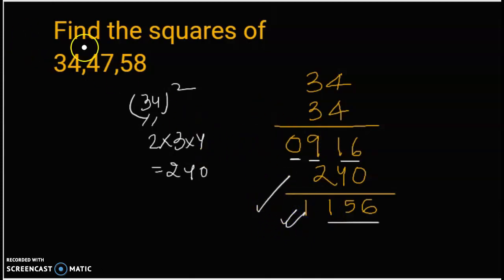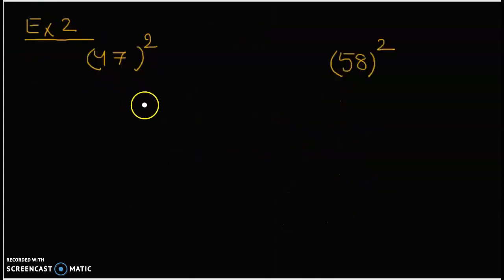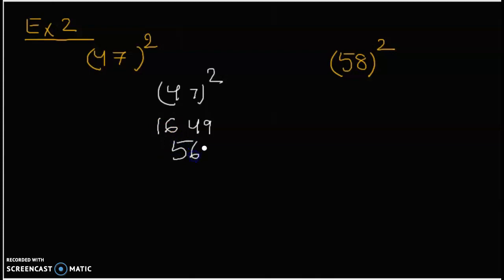Let us take a look at other examples. In this question we have 47 square. So what we need to do, 47 square will be, write the square of 4, write the square of 7, 49, and then multiply 7 and 4 times 2. 7, 4, 28 times 2, 56, and followed by a 0. And that is your answer.